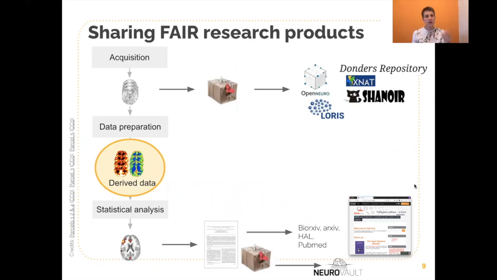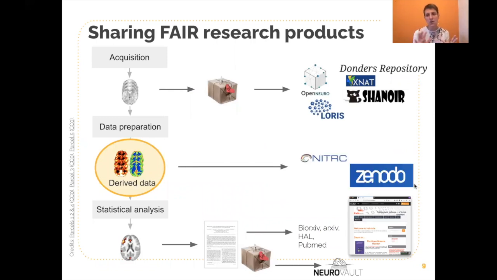So we've looked into derived data. And probably here, I'm going to link to more general repositories, and I would say you'd have to look specifically for your particular use case. And this is true for results as well. So I've described task-based fMRI results, but for your particular type of results, there might be no standards out there. And then the best thing to do is just to try and upload on a generic repository.